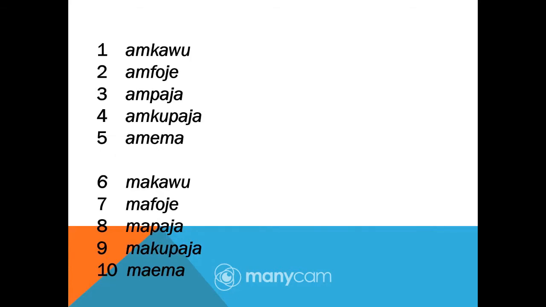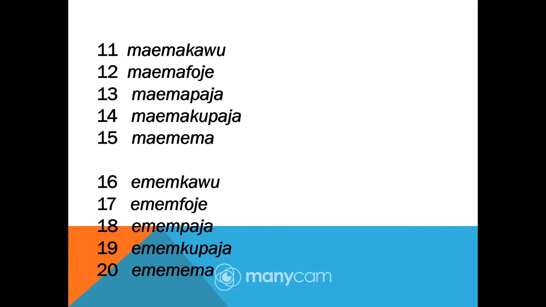Okay, so let's do a bit of a revision of 1 to 20. Kawu, foye, paya, kupaya, yama. Ma kawu, ma foye, ma paya, ma kupaya, ma yama. Ma yama kawu, ma yama foye, ma yama paya, ma yama kupaya, ma yama yama. Yem yem kawu, yem yem foye, yem yem paya, yem yem kupaya, yem yem yama. I reckon if you practice them, you get used to them in no time.